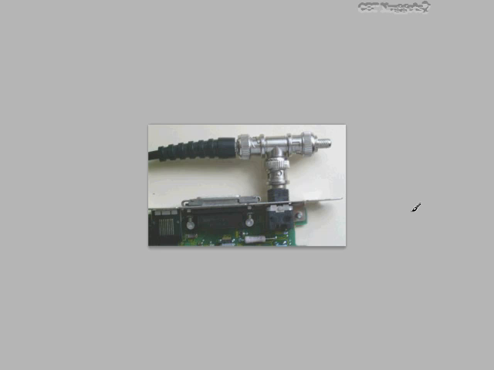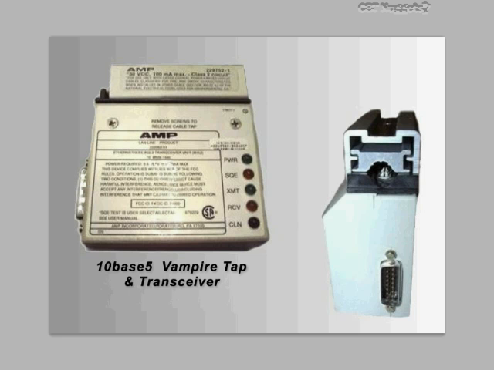If we take a look at, where is it? This item right here. This is a vampire tap. So you see this connector right here? This is the same device, just two different angles of it. This is where, instead of using a British naval connector, we would use this D-shell shaped connector, and one end would go here, and the other end would go on the transceiver that I showed you in the previous picture there.